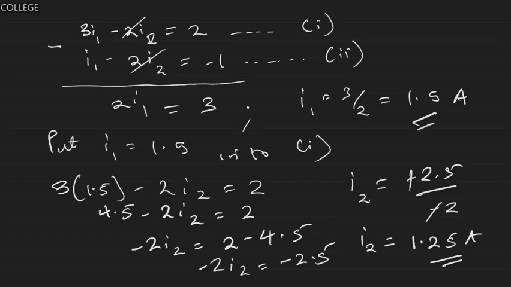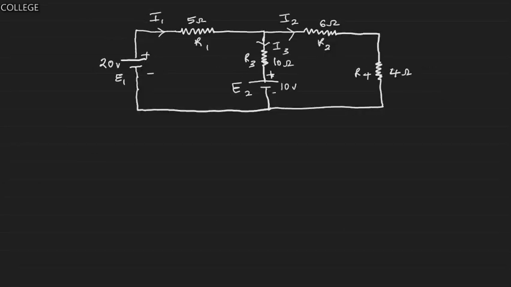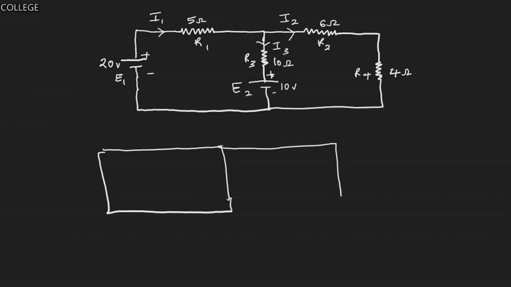So we've gotten our mesh current i1 to be equal to 1.5 ampere, and our mesh current i2 to be 1.25 ampere. The next step, or the final step, is for us to determine our branch currents. That's the last task. Now, like I said earlier, we cannot get the value for our branch current without solving for the mesh or loop currents i1 and i2. This is our loop current. We just solved for i1 and i2.